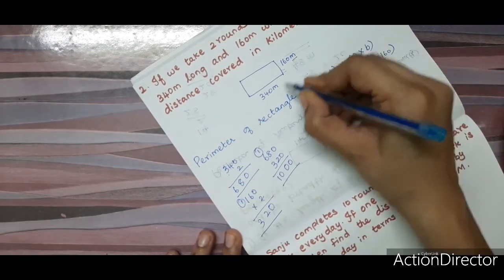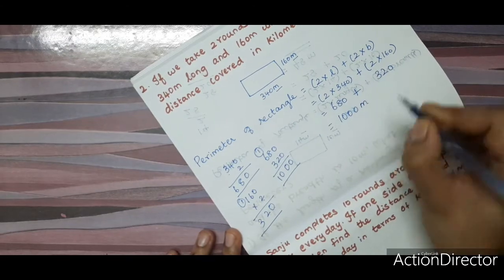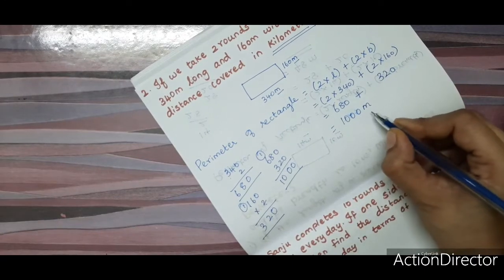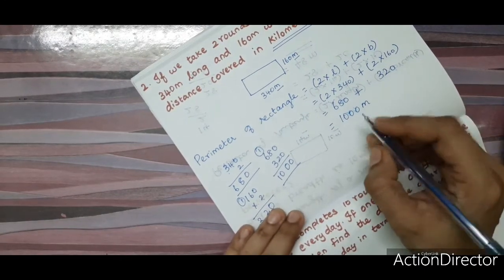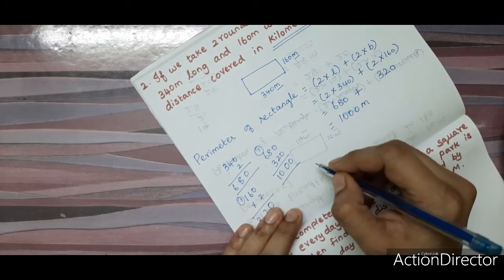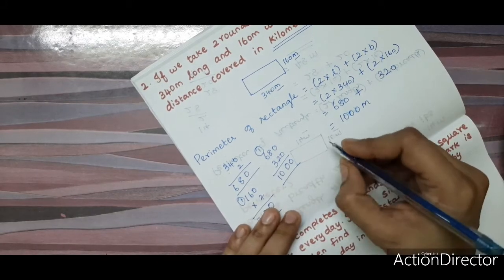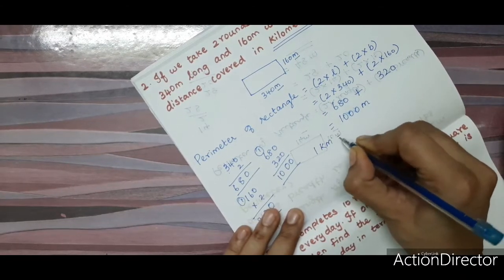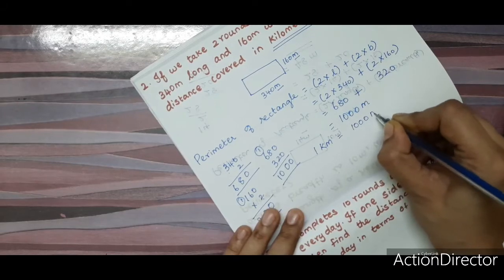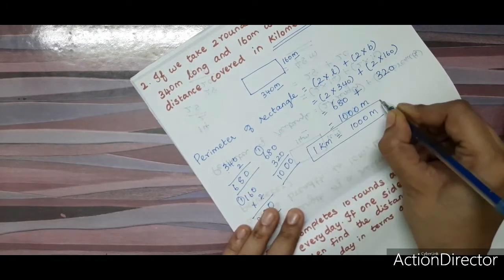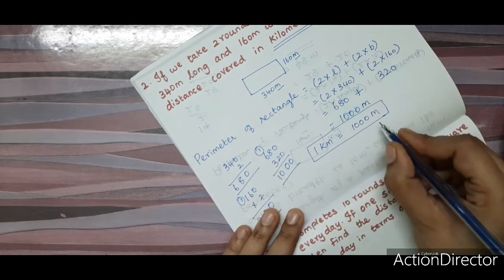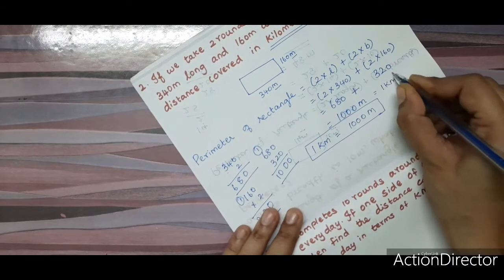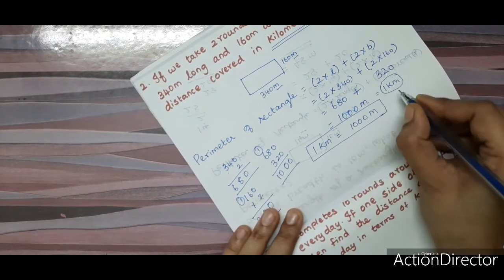1000. The value is in meters, so we are writing meter. But we want the answer in kilometer, and we got the answer in meter. Now we are going to convert this meter to kilometer. Already in our last term we studied the conversions. 1 kilometer is equal to 1000 meter. We know that 1 kilometer is 1000 meter. So 1000 meter is equal to what? 1 kilometer. So we converted this meter to kilometer.